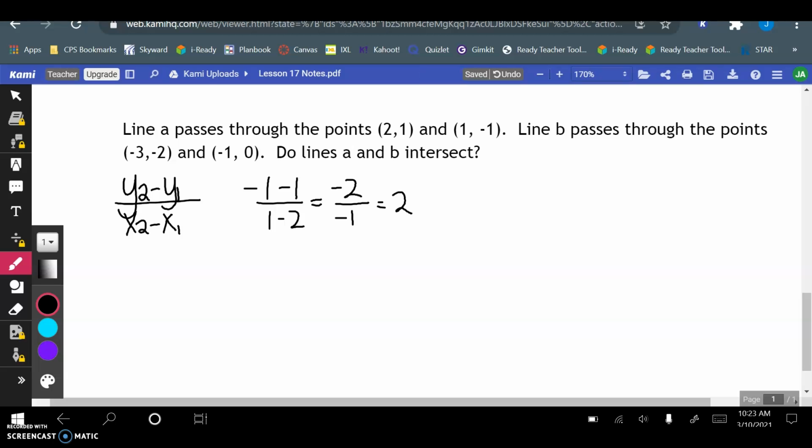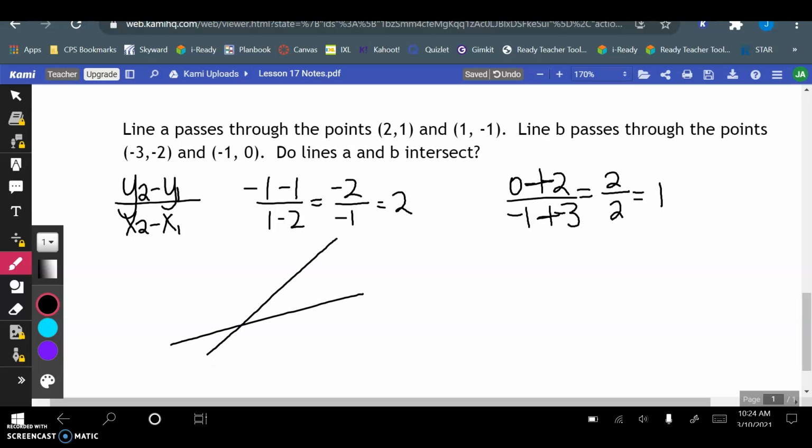And then for the slope of the other line, we're going to have 0 minus a negative 2 and a negative 1 minus negative 3. So that really turns into adding, with the 2 negatives there. So top would be 2 and the bottom would be 2, and that is equal to 1. So the slopes are different. So that means one line is steeper than the other line. So are they going to intersect? Yes, they are, because their slopes are different.